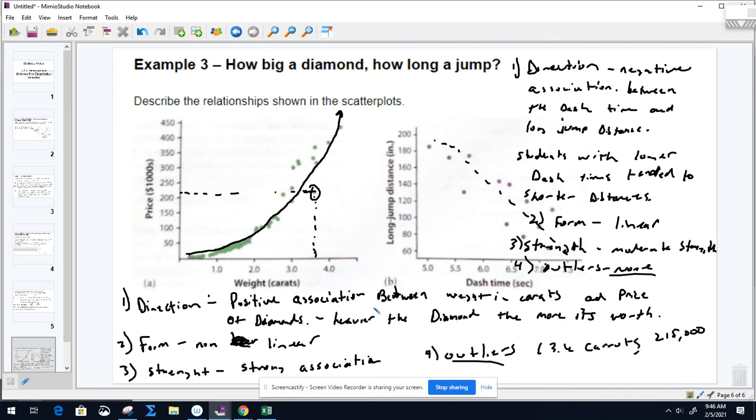So 2.2 scatter plots. Make sure that you can understand the association. What direction do they go in? Positive, negative, or is there no association? Do they form a linear, nonlinear, curved function? Can you tell me the strength? How far away from the form are the dots? And then are there any outliers? All right, so you have a little elastic assignment over scatter plots and 2 variable quantitative data.